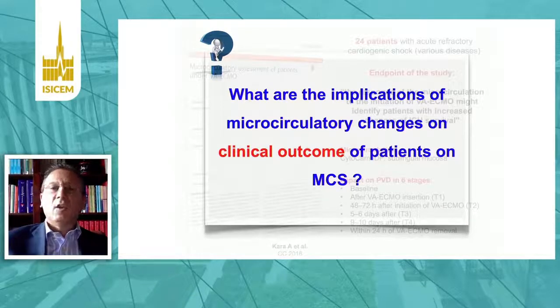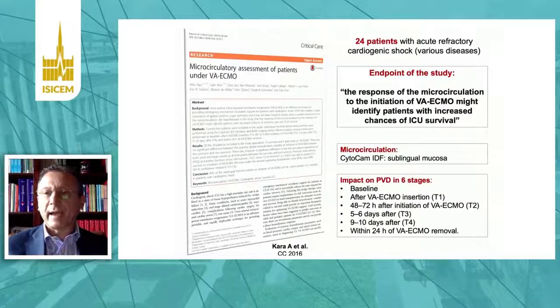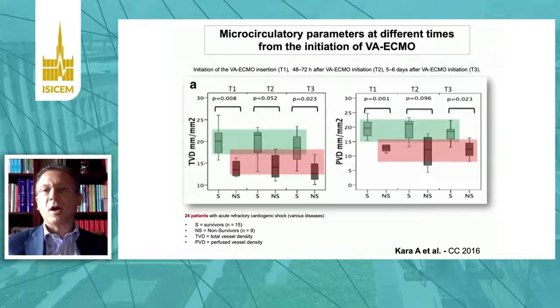In this study, 24 patients with acute refractory cardiogenic shock were supported by venous arterial ECMO. The microcirculation was studied with the third generation device, the IDF, at different times. And it was shown that in survivors, the microcirculation improved a lot, while the microcirculation of non-survivors did not improve. This is very important.